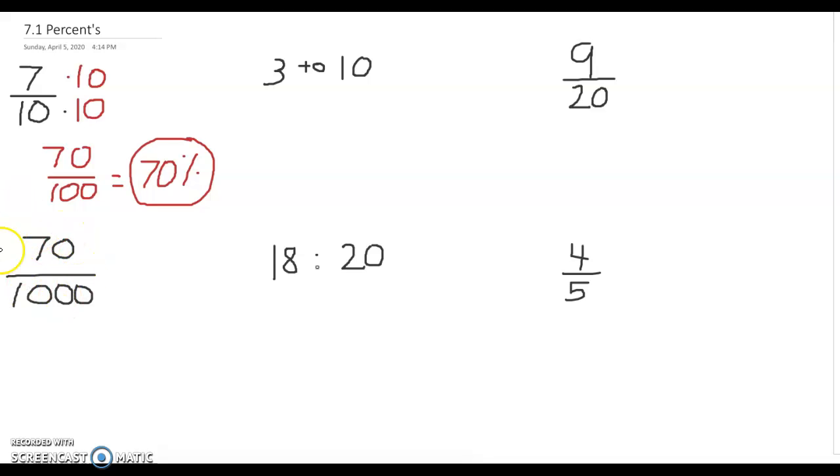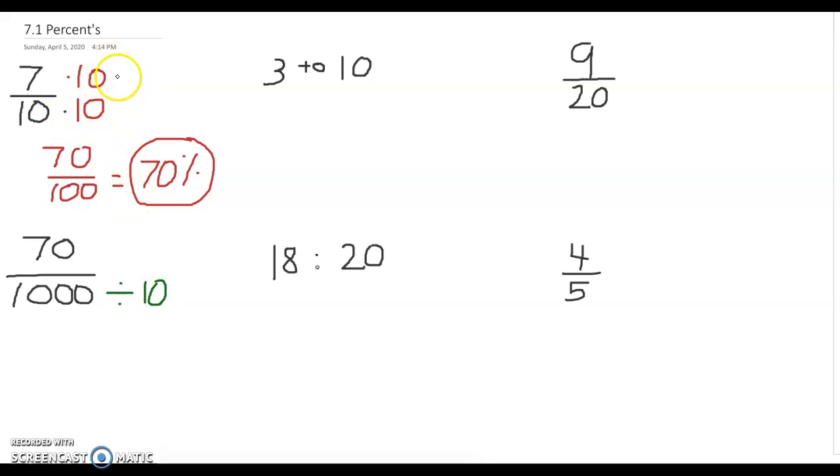Okay, let's move on to the next one down here in the bottom. You have 70 divided by 1,000. Now this one, it's already past 100. So how do we get it to go back to 100? Well, we have to divide. And how do we divide 1,000 to equal 100? Well, we're going to simply divide by 10.